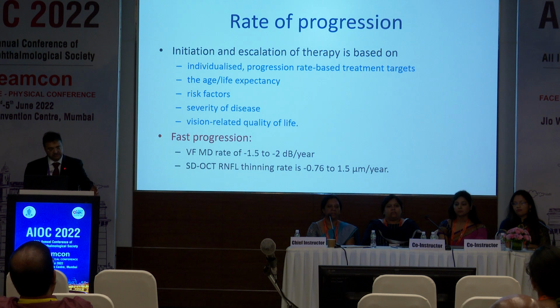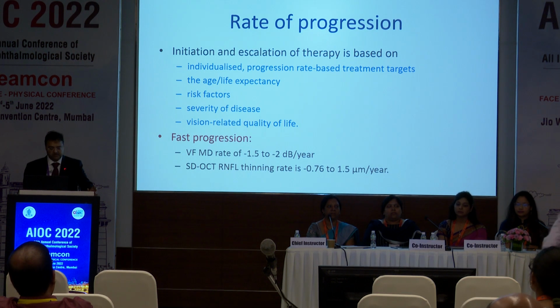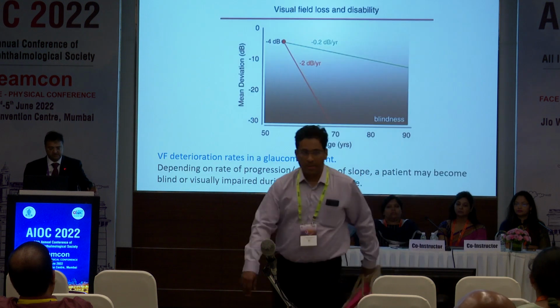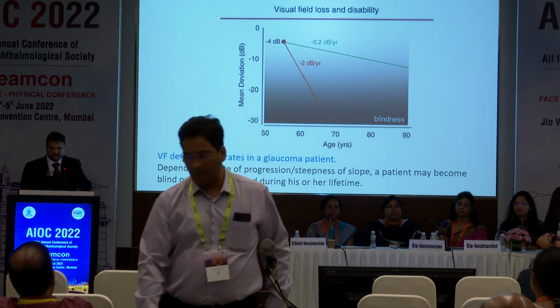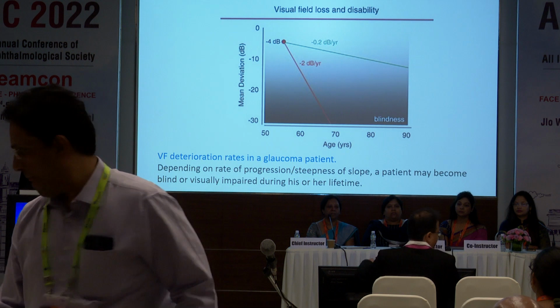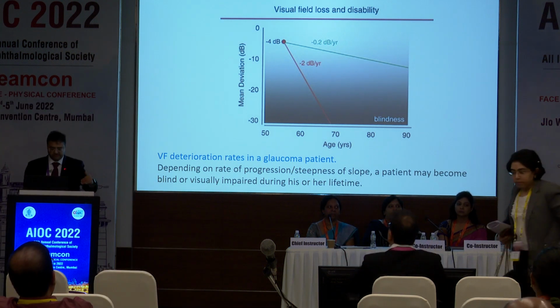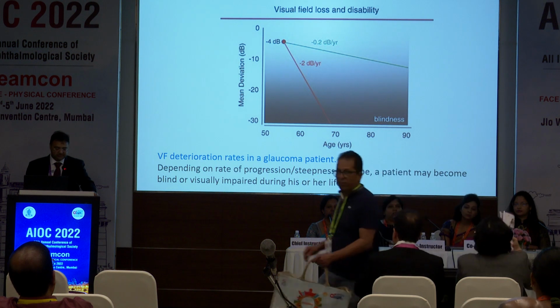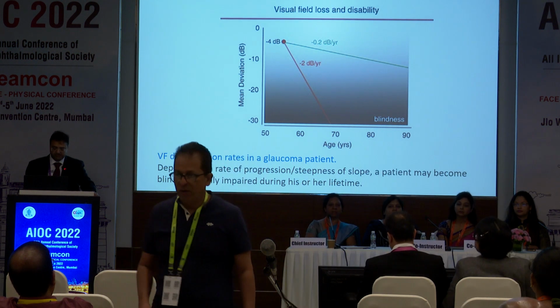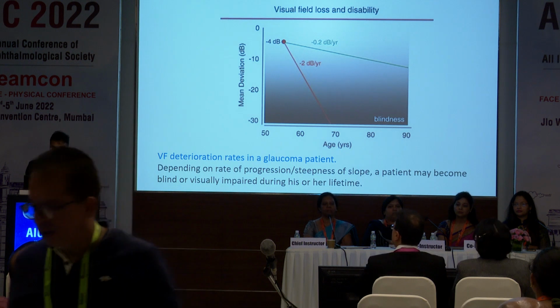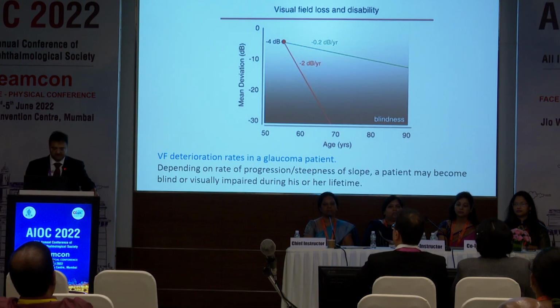So what is fast progression? Basically, fast progression, according to the literature, is a mean deviation rate of minus 1.5 to minus 2 decibels per year, and an OCT RNFL thinning rate of around 0.76 to 1.5 microns per year. So this is the visual field loss and disability. You can see that as the rate of progression increases, the slope goes down, which is in red. So visual field deterioration rates in glaucoma patients, depending on the rate of progression, the steepness of the slope, mean a patient may become blind or visually impaired during his or her lifetime.